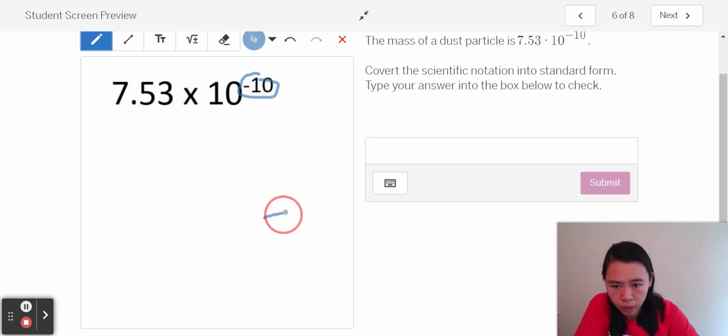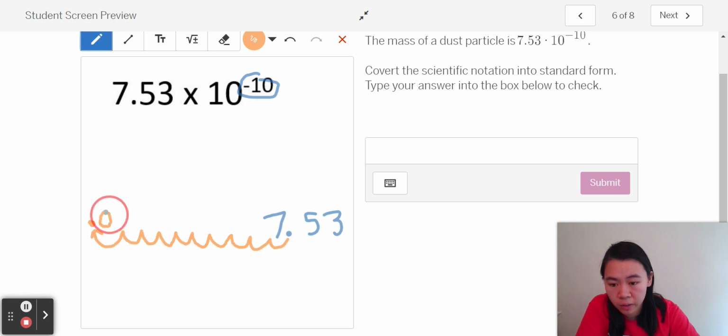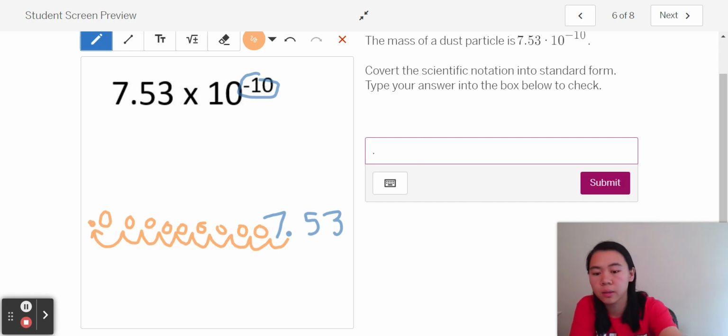Okay, so I'm going to show the work for this one, 7.53. I'm moving my decimal place 10 units to the left. Okay, so 1, 2, 3, 4, 5, 6, 7, 8, 9, 10. Here's my new decimal place. Carefully fill in those spots with zeros. And you'll see that we used 9 zeros. Okay, so 9 zeros. 1, 2, 3, 4, 5, 6, 7, 8, 9, 7, 5, 3.